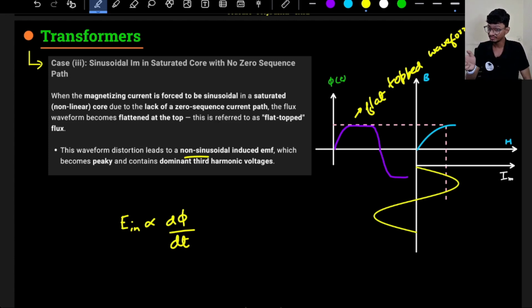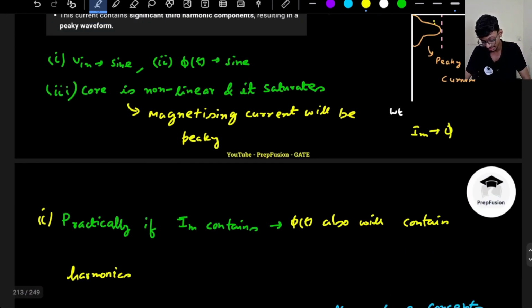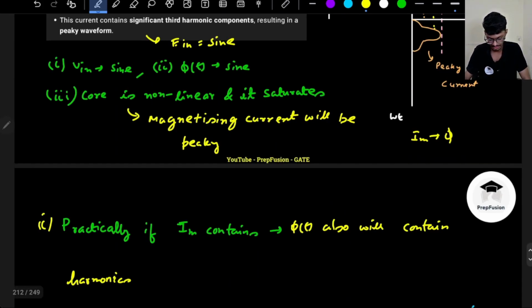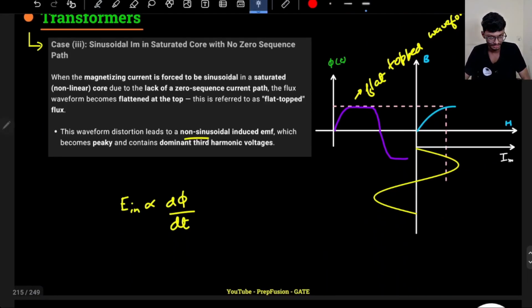Previously we discussed that if my flux is sinusoidal and the core is non-linear, then my magnetizing current will be peaky in nature. In this case, my induced EMF will be sinusoidal because the flux is sinusoidal. Here, as the flux is non-sinusoidal, the induced EMF will be non-sinusoidal. As simple as that. So these are the main conclusions that you need to keep in mind.